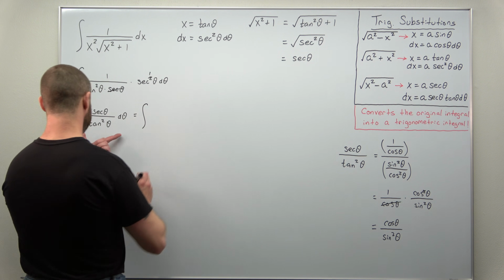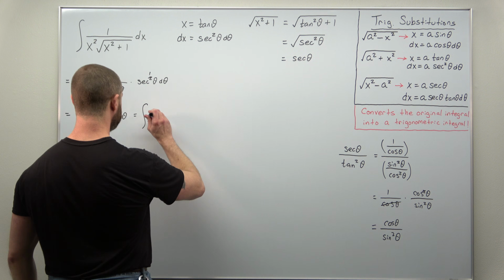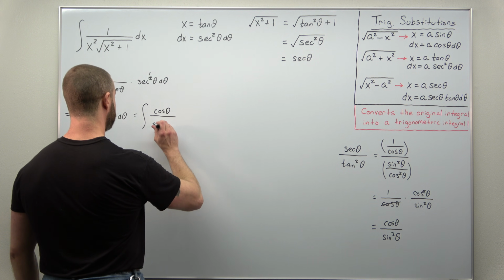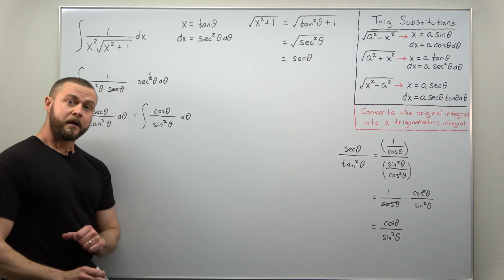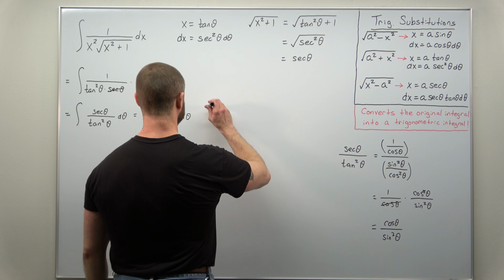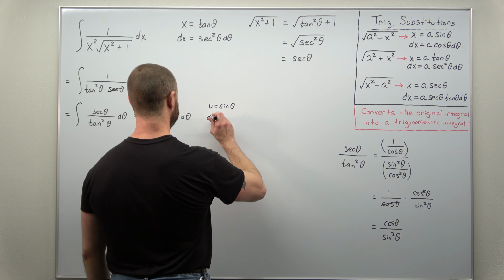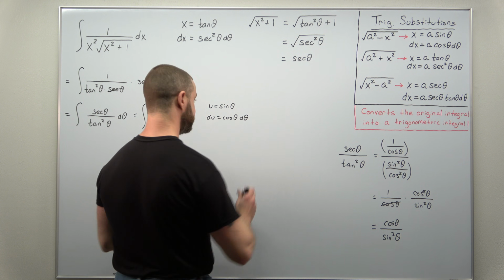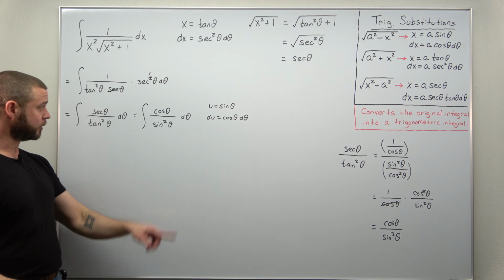We rewrote this trig integral entirely in terms of sines and cosines. Cosine theta divided by sine squared theta. And now we can use our substitution, u equals sine theta. All right, du is going to be then cosine theta d theta.